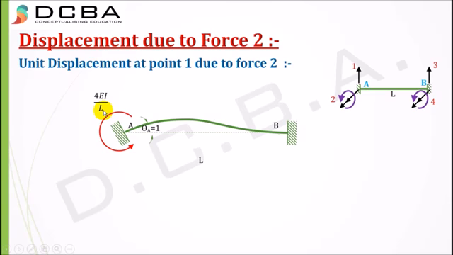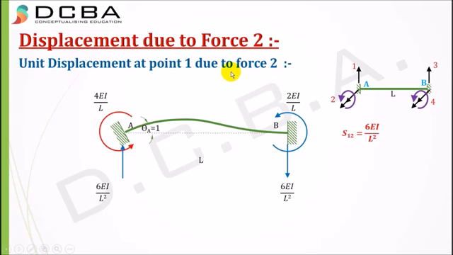Again, this was discussed in the previous video. The reaction formed at this end is 2 EI by L, which is of anti-clockwise nature, and these are the upward reactions formed at A and B. Okay, now let's construct our stiffness elements.